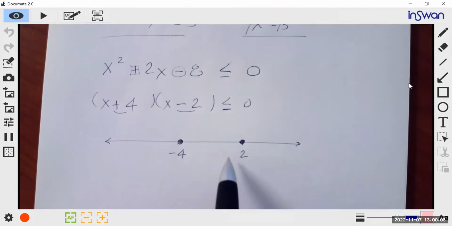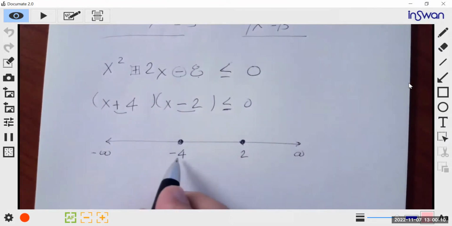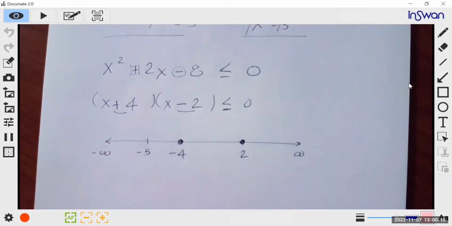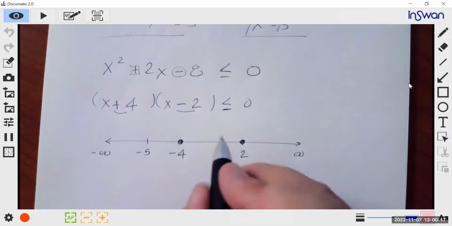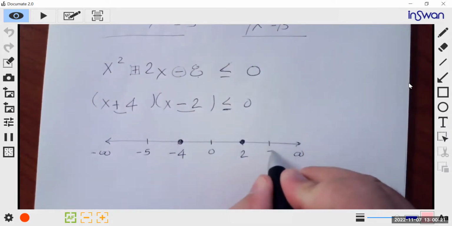So remember, these are my critical values. So I pick numbers between -infinity and -4. So let's try -5. That's one of my values. Let's try 0. And let's try +5.